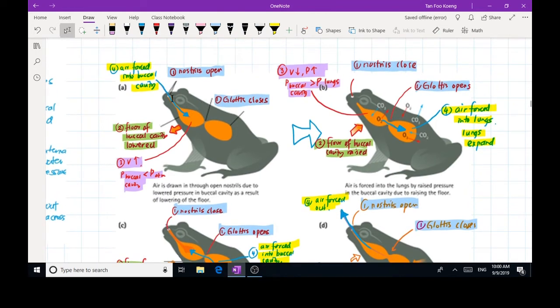Now let's look at it. Now this is a frog. Now it breathes, okay, the air actually goes into the buccal cavity through the nostrils opening. So first of all, the nostrils open.